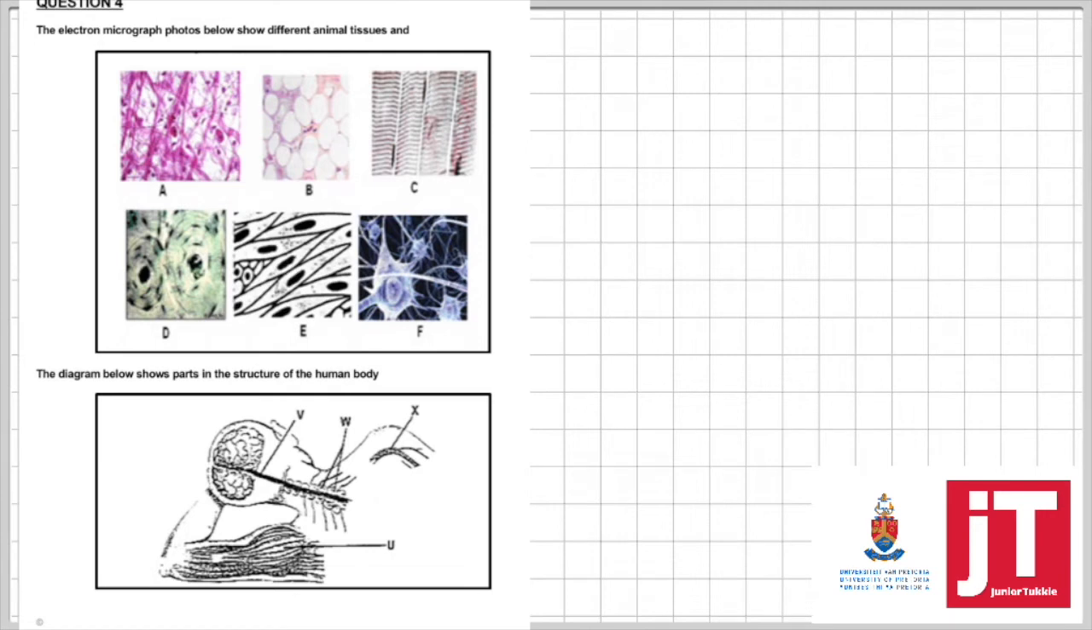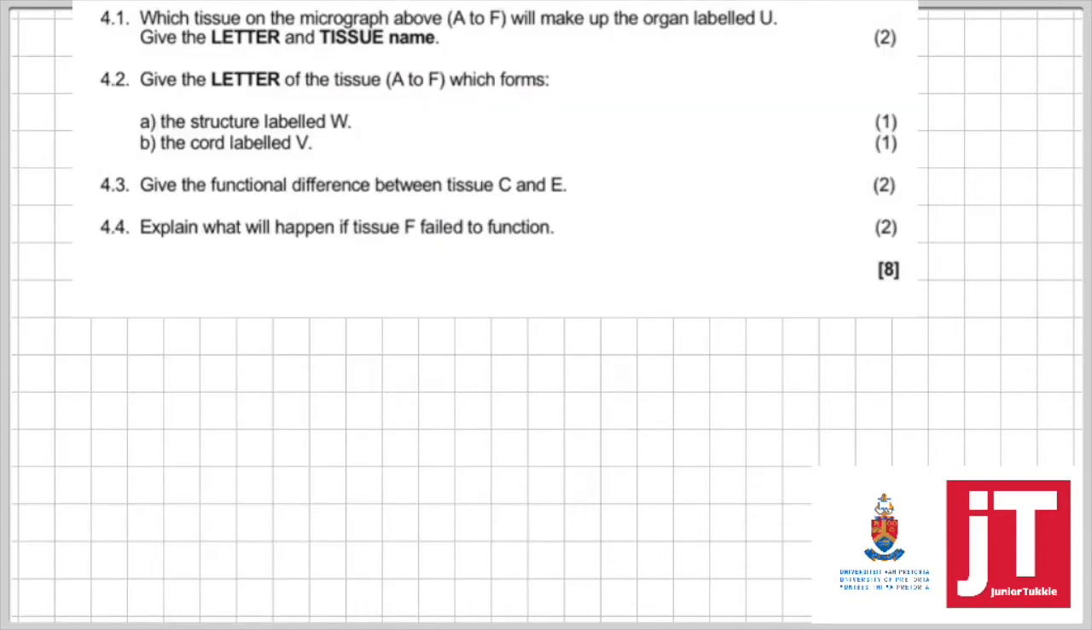Now, in the first part, the first diagram, these are electron micrograph photos of different animal tissues. In the second diagram that you see here, this is parts of the human body. So you must know which tissues are found in these different parts of the body. It's actually a very nice question. It's a lovely question to be asked. Right, let's go down and look at the question. It has 4.1 to 4.4 and it's 8 marks. Now, let's get down to answering the question.